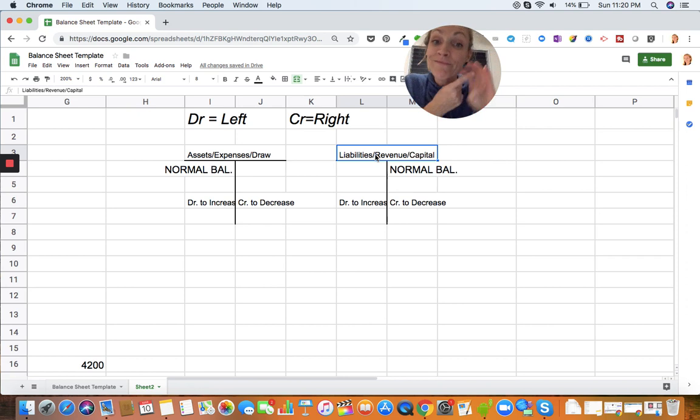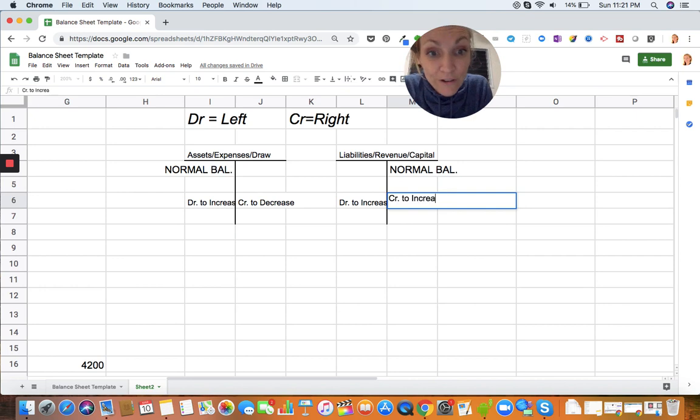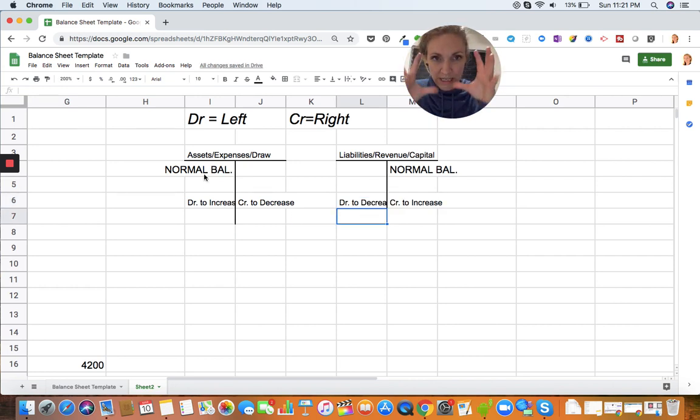On the other side, we have liabilities, revenue, and capital. Capital includes contributions, retained earnings, shareholders buying stock and putting money into the company. If a company issues stock to shareholders, all of those things have a normal credit balance, which means you credit to increase and debit to decrease. That should have said the opposite. So keep this cheat sheet handy if you're getting confused on debits and credits.